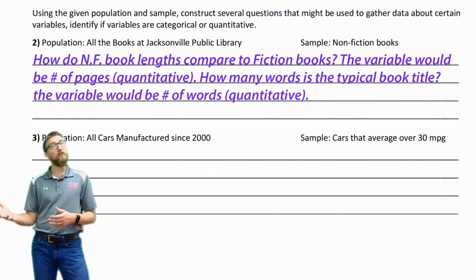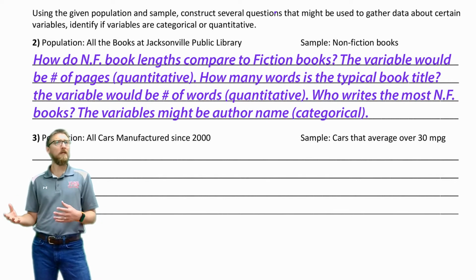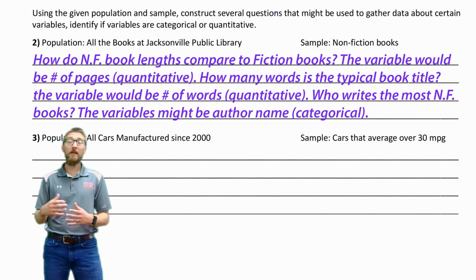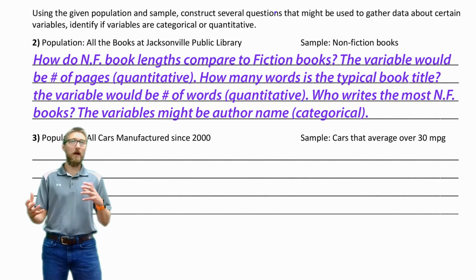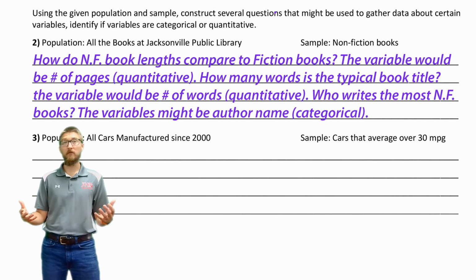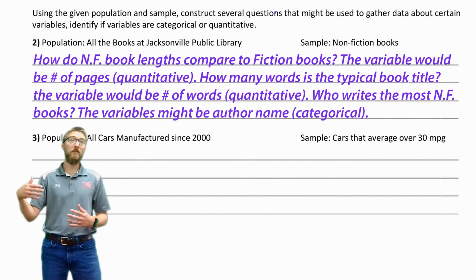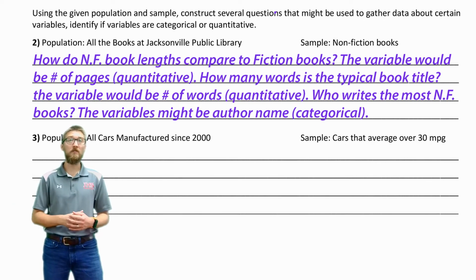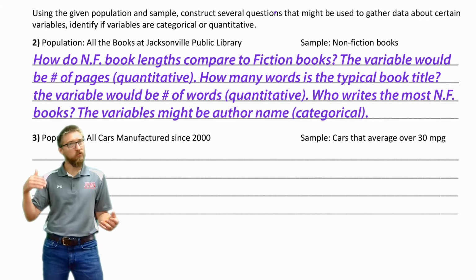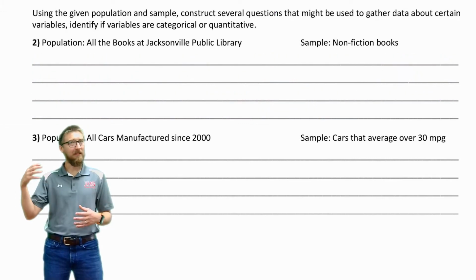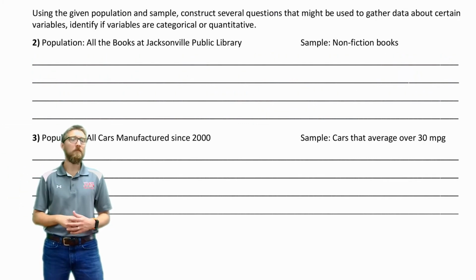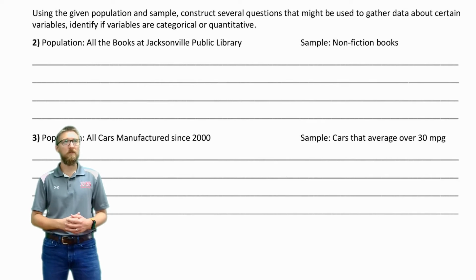Maybe a question that wouldn't be using a quantitative variable would be who writes the most nonfiction books? So that information collected about those books would be categorical. It's a word. Those are just a few ideas that you could write down. In the past, I've had lots of different thoughts and different questions that are perfectly fine, but you're trying to get your brain to think in the way that a statistician would. You have to be able to ask great questions.